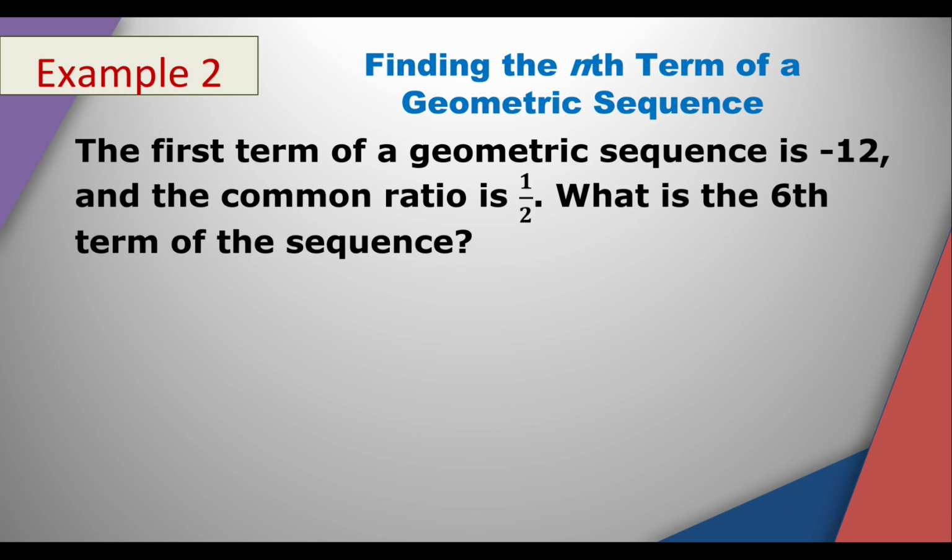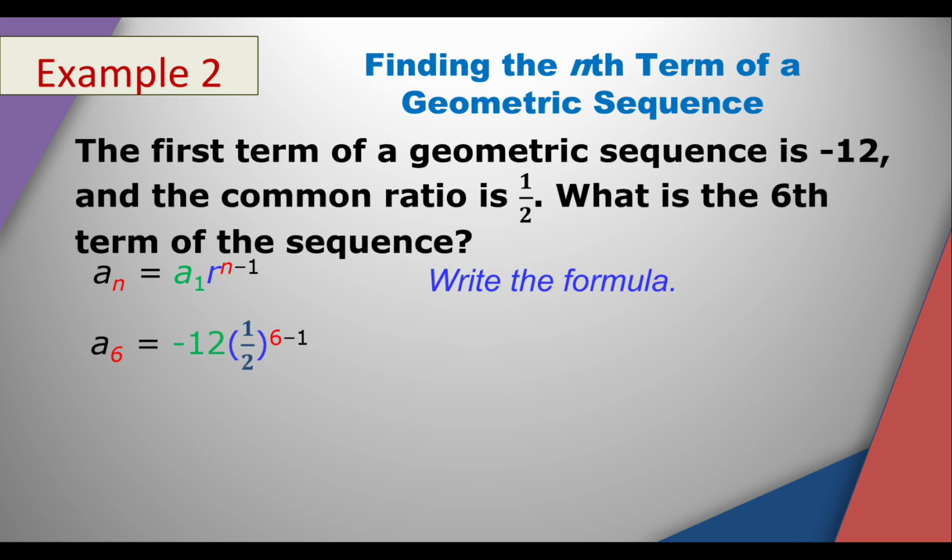Second example. The first term of a geometric sequence is negative 12, and the common ratio is 1/2. What is the sixth term of the sequence? Again, so that you will get used to it, write the formula. And from the formula, you check now the information given in the problem and substitute it in the formula.